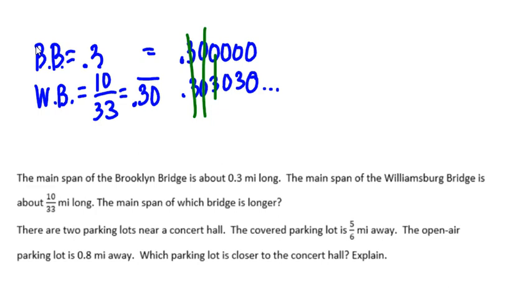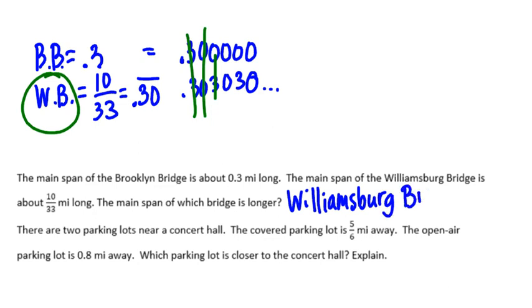So I'm going with the Williamsburg Bridge. The Williamsburg Bridge is longer. And if they asked me to explain how I knew, I would say because 0.30 repeated, or I could even use the term they gave me, 10/33, is greater than 0.3 or 3/10.